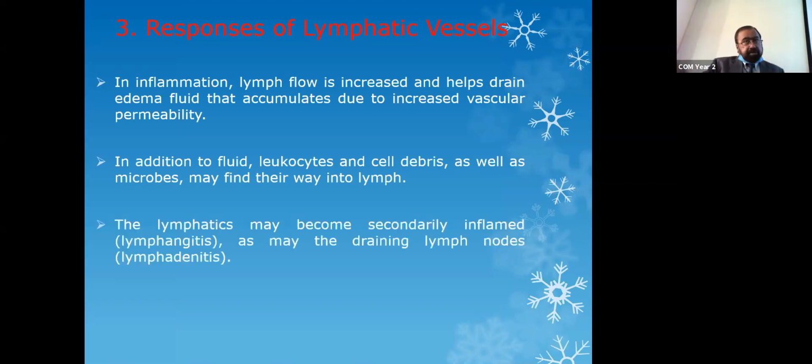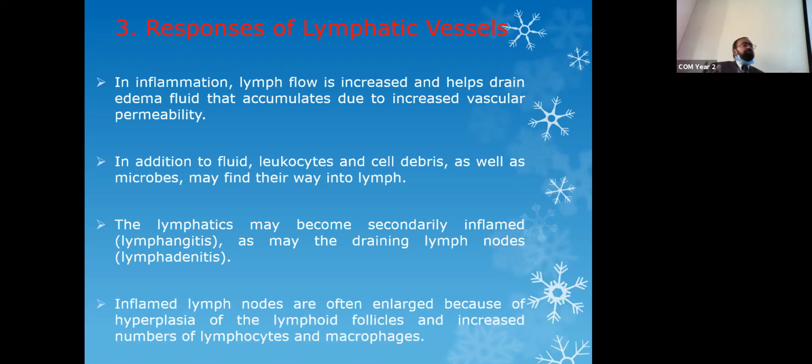So if it is inflamed, the lymphatics can also be infected. If the lymphatics are infected, it is called lymphangitis. And if it goes to the lymph node, the inflammation of the lymph node is called lymphadenitis. So both of them will be inflamed. Finally, what happens is that this inflamed lymph node will undergo hyperplasia, meaning they proliferate. The lymphoid follicles will be proliferating more, and the lymph node will be more engorged and enlarged.